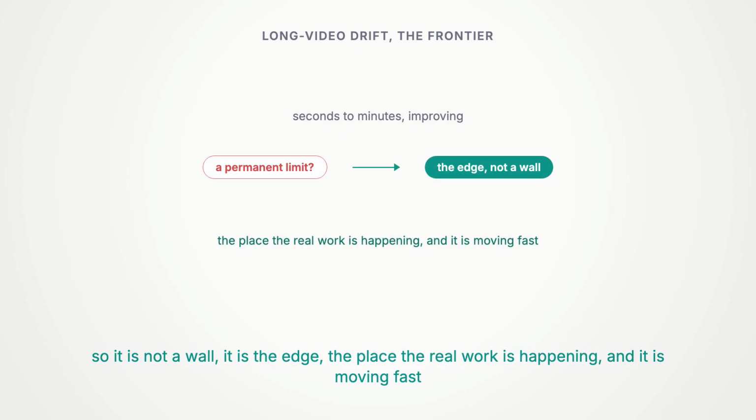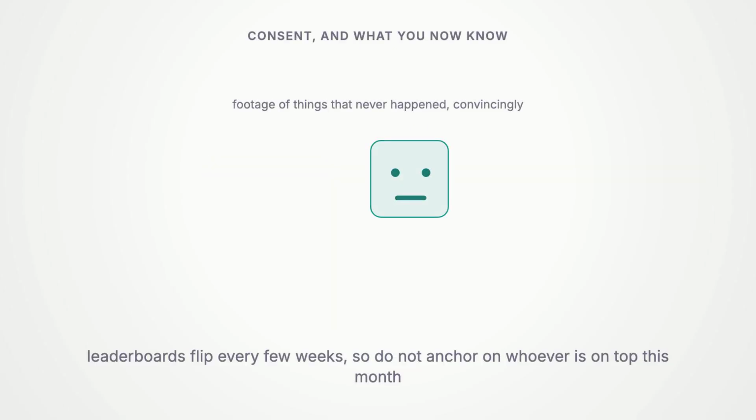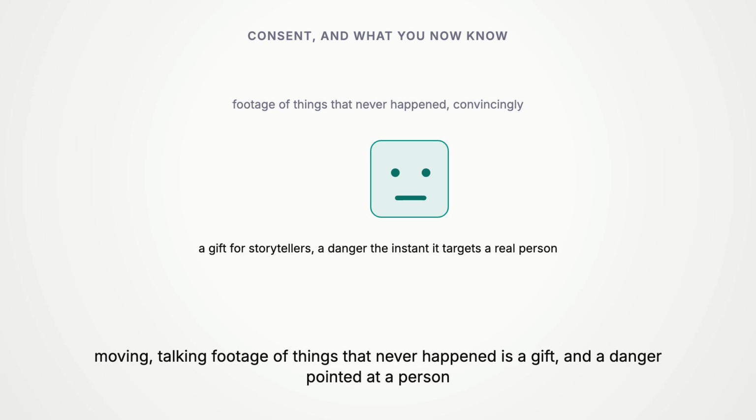The difference between a permanent limit and the current chapter is the most useful distinction you can carry in this whole field. One last thing, and it matters more than any benchmark or leaderboard, and those leaderboards flip every few weeks anyway, so do not anchor on whoever is on top this month. We have just described machines that can produce moving, talking, sounding footage of things that never happened, convincingly. That is a gift for storytellers, teachers, and tiny studios with no budget, and it is a real danger the instant it is pointed at a specific person who never said or did the thing.